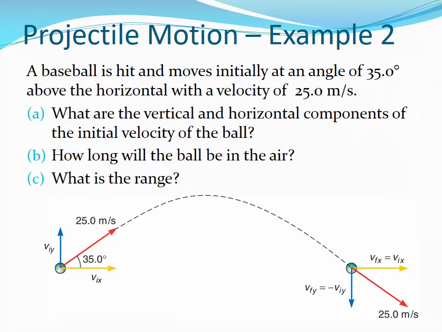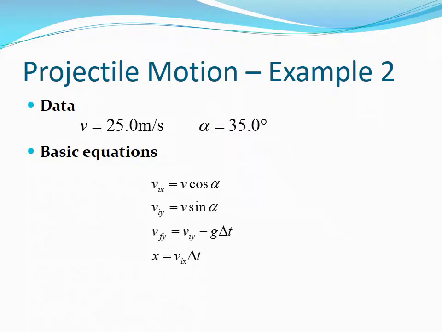We make the simplifying assumption that the ball is hit at ground level and that the ground is level. Also, there is no air friction. The initial speed and angle are given in the problem description. The basic equations are the x and y components of the initial velocity and the change in velocity in free fall and uniform horizontal motion.